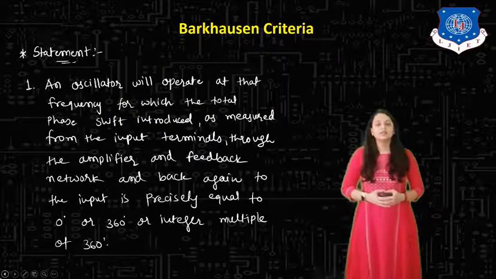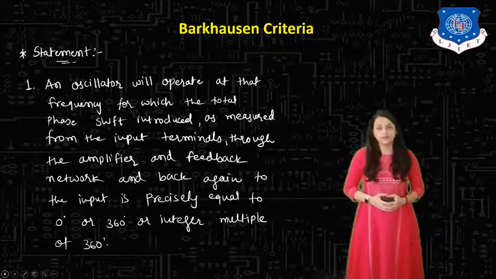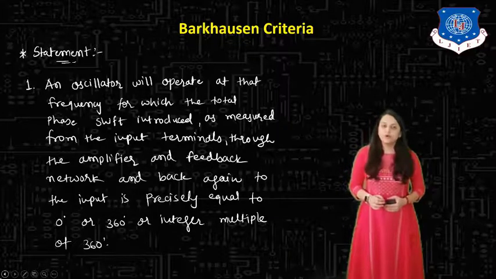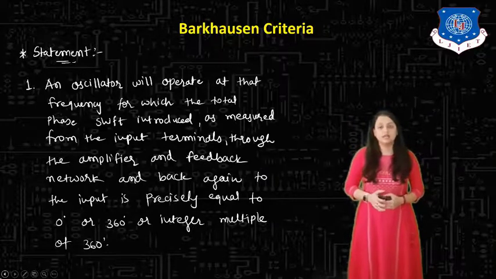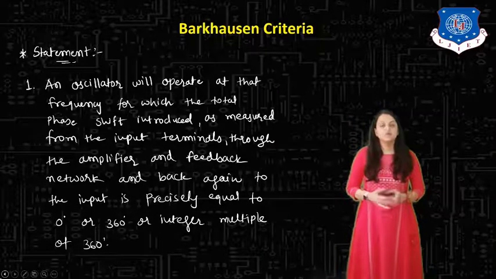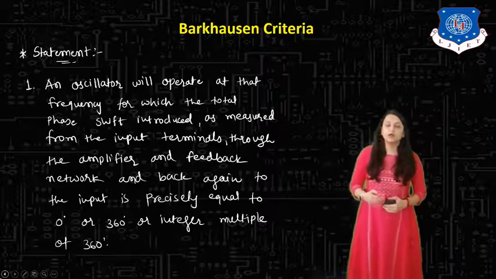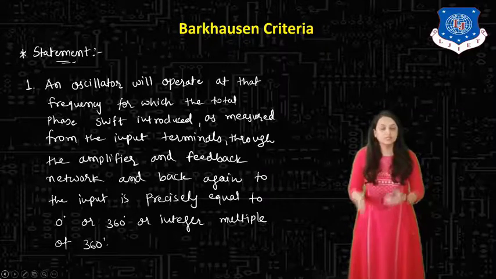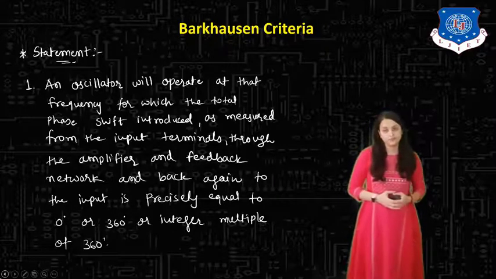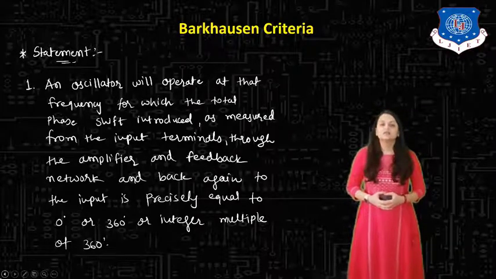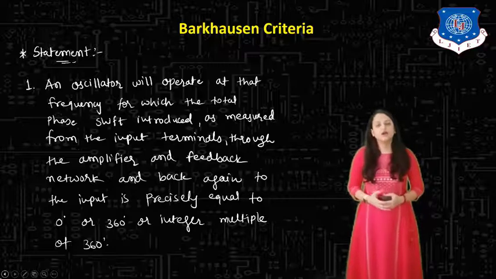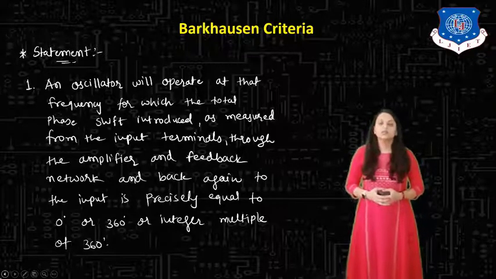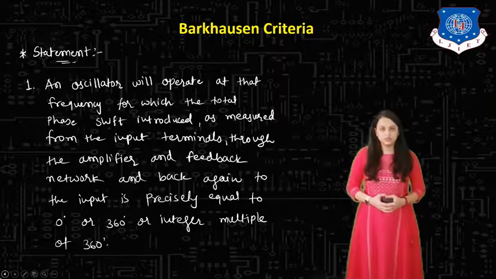Now let us see the next topic, that is Barkhausen criteria. The Barkhausen criteria is the most important criteria for oscillators. It is very important to understand what Barkhausen criteria says, because the oscillator depends on this criteria. So let us see the statement part of the Barkhausen criteria. There are basically two parts of the statement. Let us look at the first statement first.